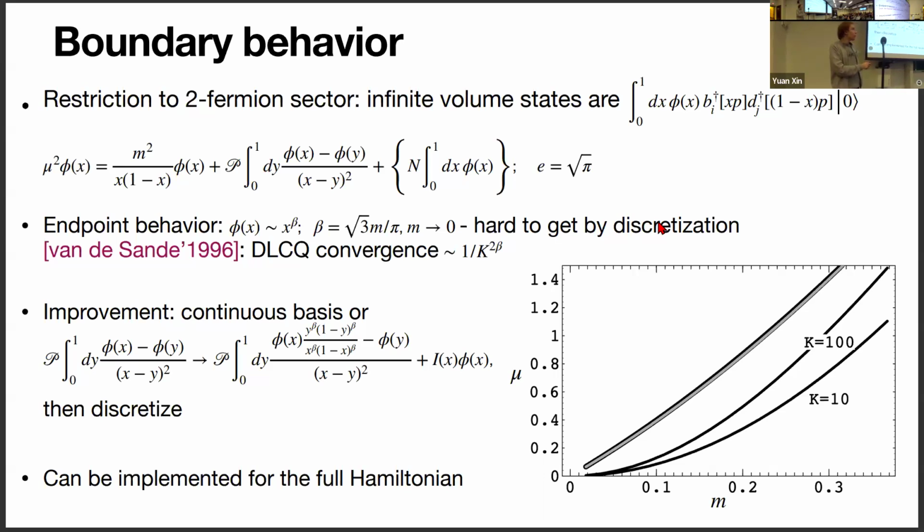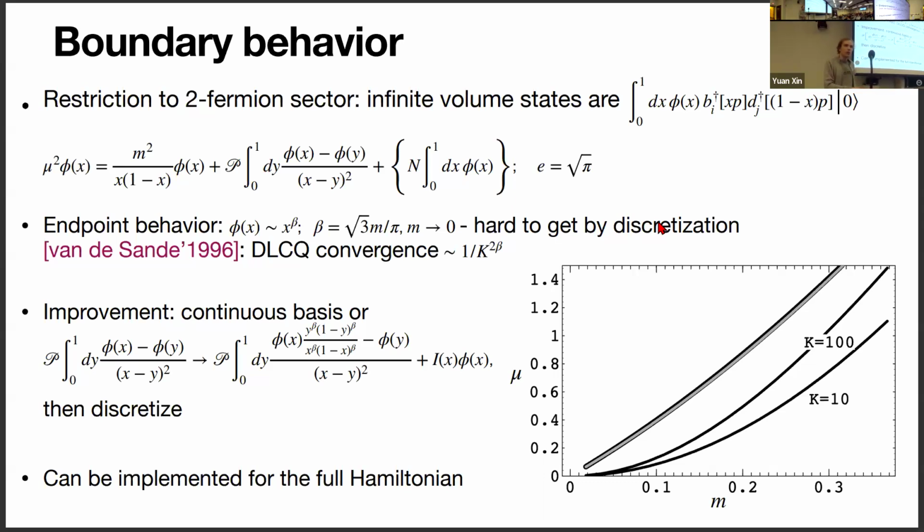For this equation, we know that phi has power-like behavior at the endpoints, and we can exactly find this power beta. In the strong coupling regime, as the mass goes to 0, this beta also becomes very small. So it is very hard to study this regime by using discretization. Van de Sande studied this problem, and he found that the DLCQ converges as 1 over k to the power of 2 beta, which is very bad, as evidenced by this plot. Here is the exact result, and here we have the DLCQ results.